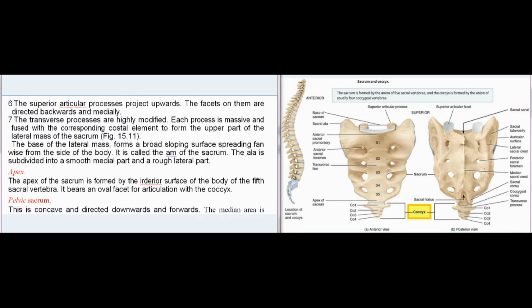Apex. The apex of the sacrum is formed by the anterior surface of the body of the fifth sacral vertebra. It bears an oval facet for articulation with the coccyx.